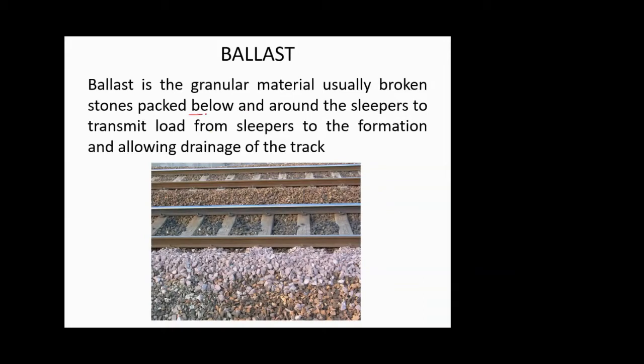This is important. It is not just below the sleepers, it is also around the sleepers to transmit the load from the sleepers to the formation. And this is one more important function of your ballast, that it allows drainage of the track, proper drainage.